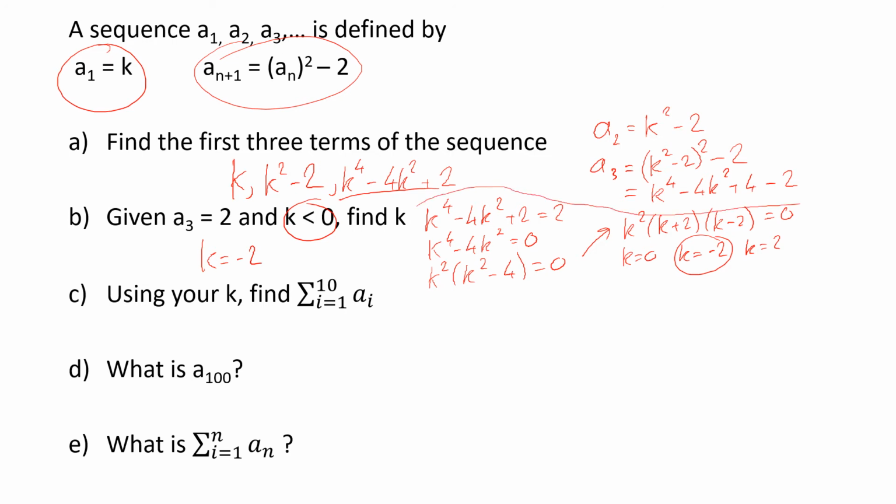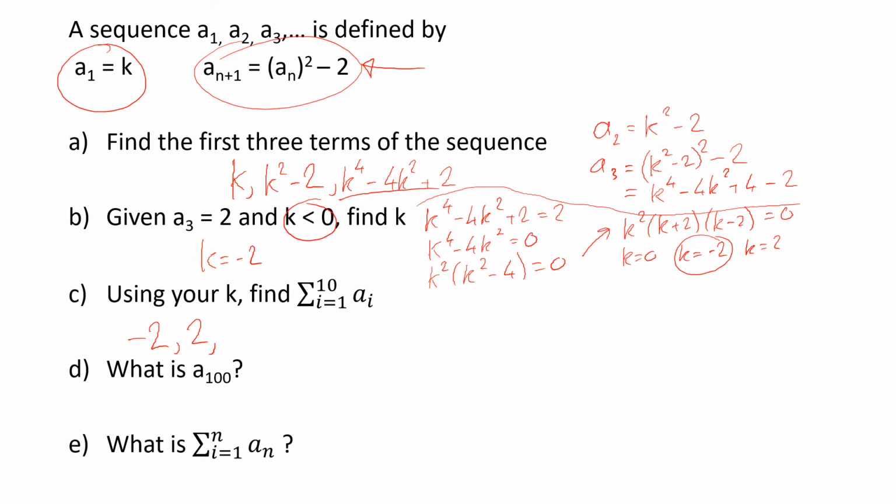Third question. Using our value of k, we want to find the sum from i equals 1 to 10 of our a_i. So we're now introducing some sigma notation. So I think a sensible thing to do here would be to write down the sequence now we know what k actually is. We knew the first term was minus 2 because it was k. Our second term is k squared minus 2. So that's minus 2 squared is 4, minus 2 is 2. Our third term, okay, this is getting a bit awkward to sub into, so let's go even simpler than that. Let's go back to the actual recurrence relation, which said to get the next term, you square the previous term and take away 2. Let's just use that.